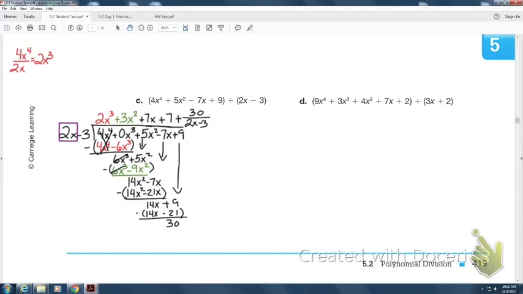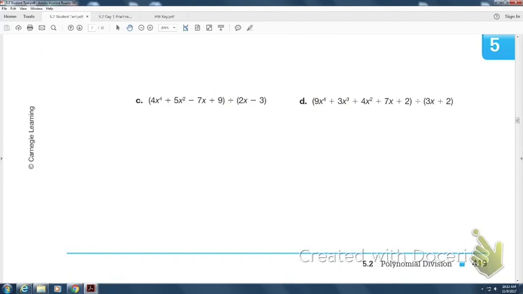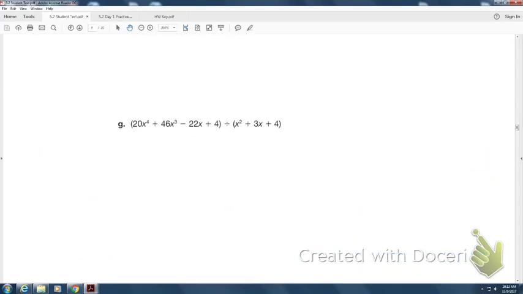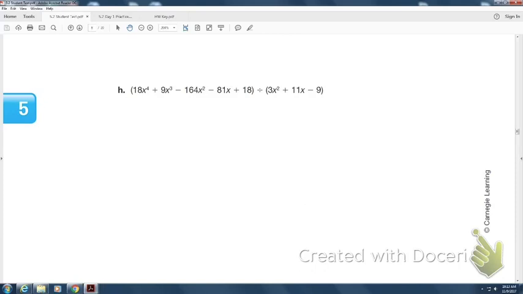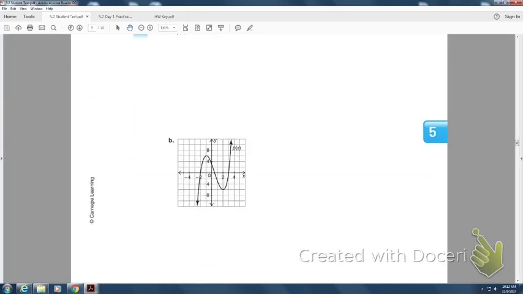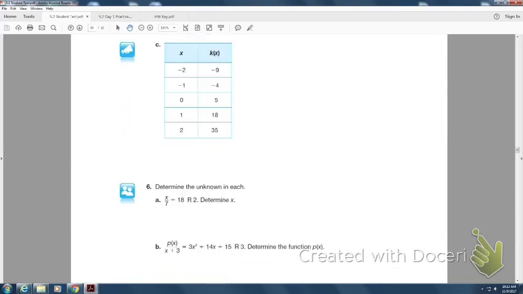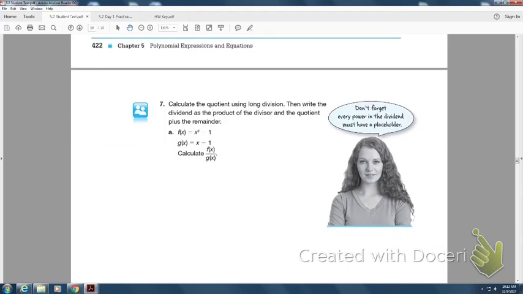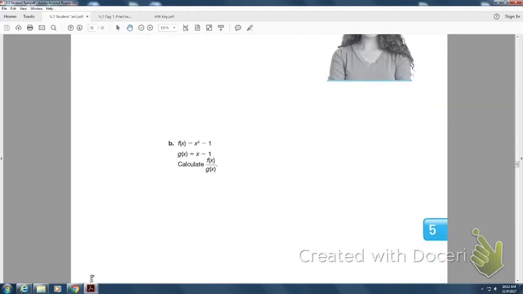On page 423, you've got some problems that look very, very basic. I do want to go through those. It's one of those things where it looks so basic that it almost makes it difficult. Let's look at B.